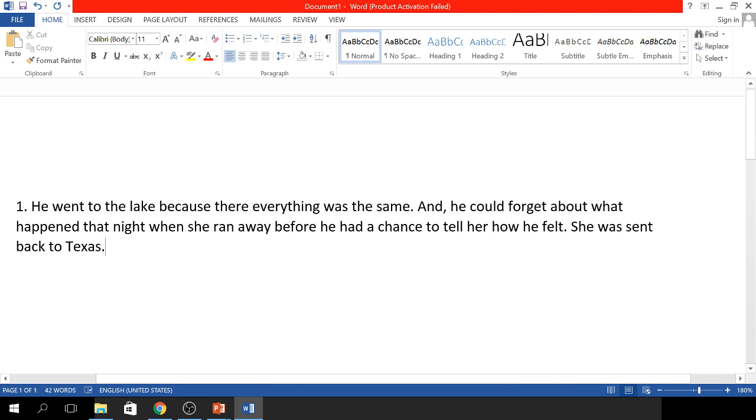He went to the lake because, here we can write a comma, there everything was the same. He could forget about what happened that night when she ran away, before he had a chance to tell her how he felt. And we removed "and" from here and then started the sentence: She was sent back to Texas.